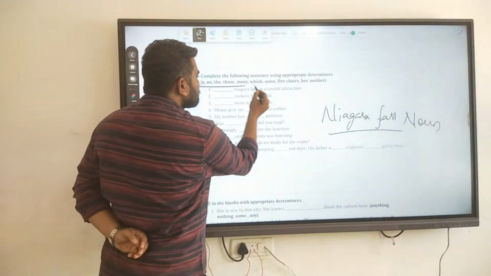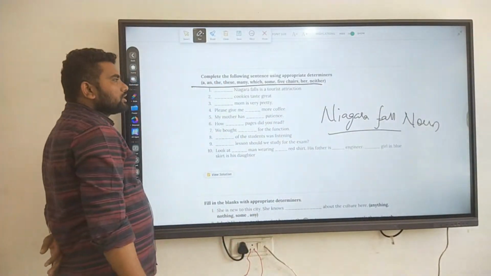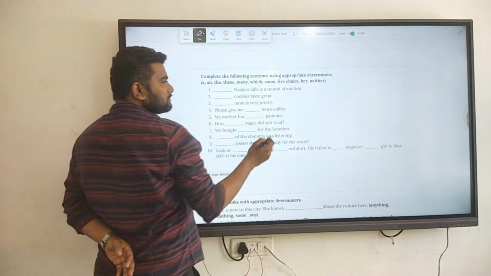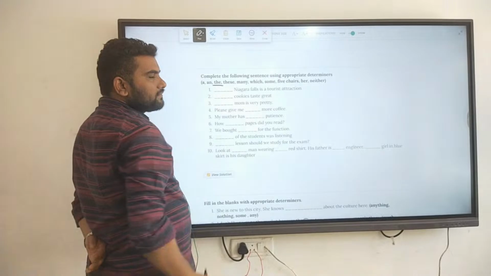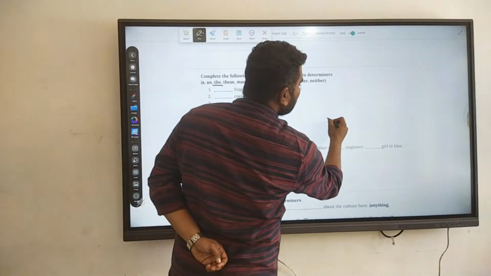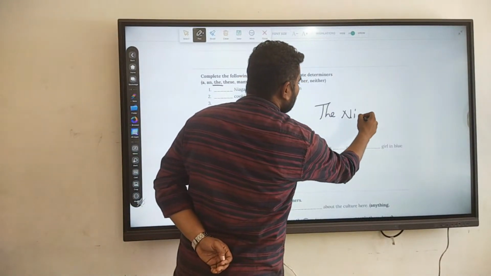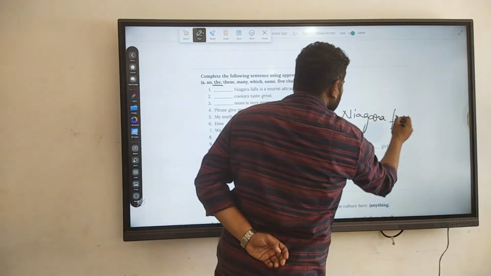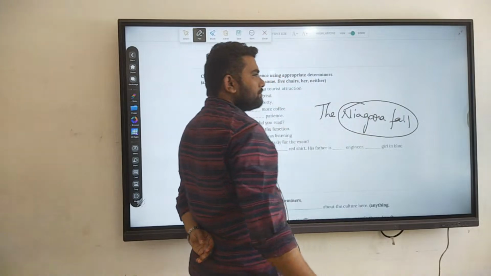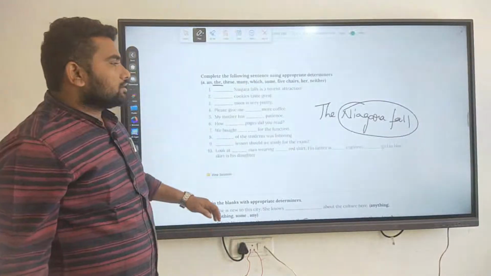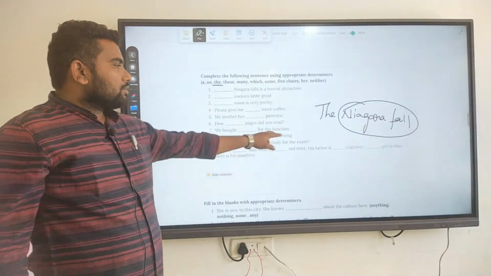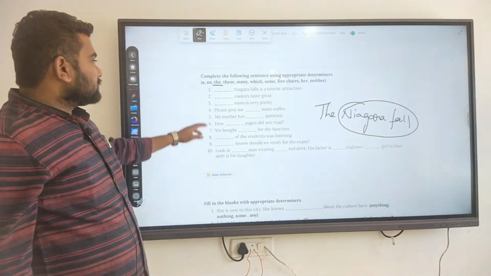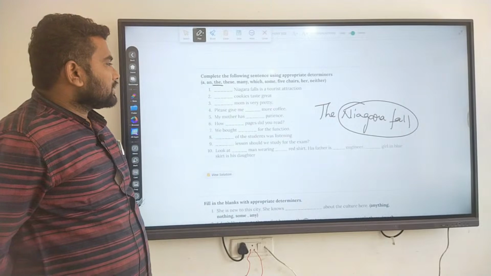Find out which is the option in this. For this we need to write what? Which option? What is the answer among these? Okay, somebody, what is the answer here? It is the, because the Niagara Falls. So what is Niagara here? It is a definite noun. That's the reason we use the as the definite article over here. See, the Niagara Falls is a tourist attraction.